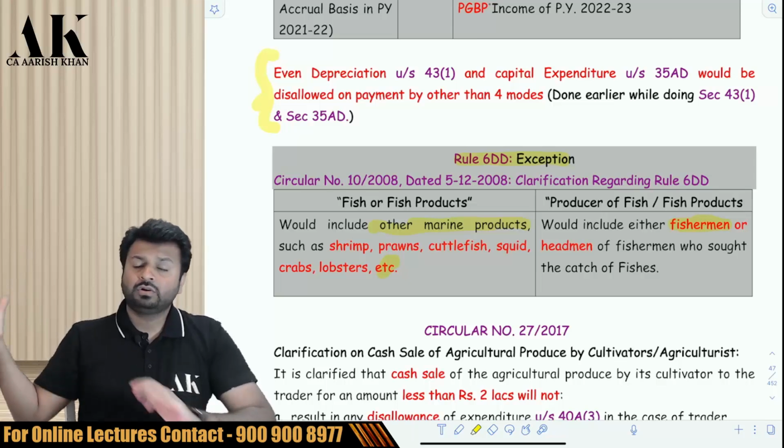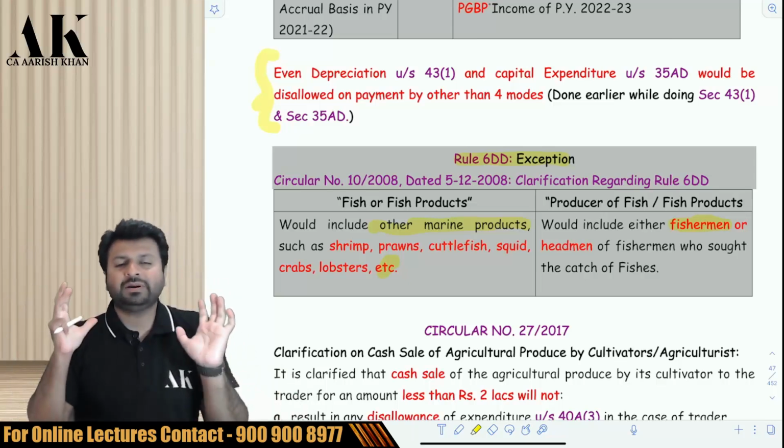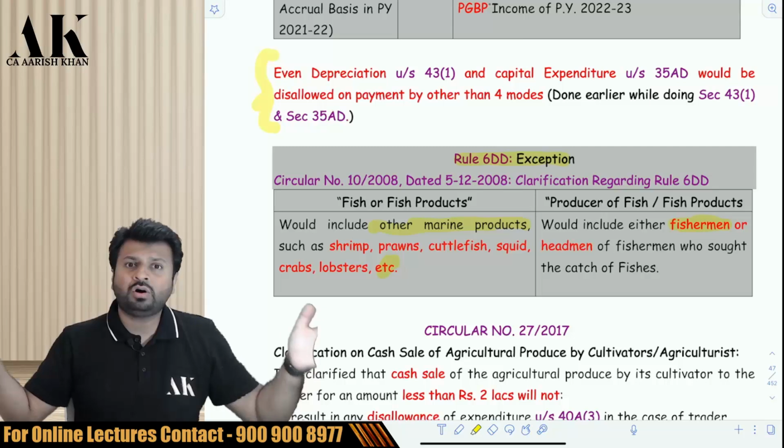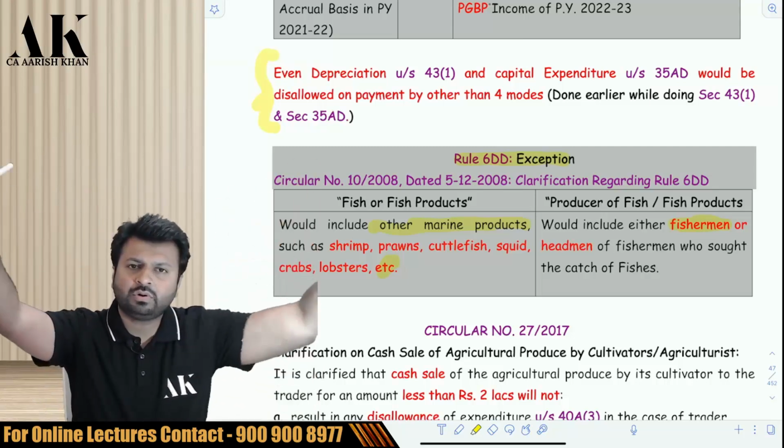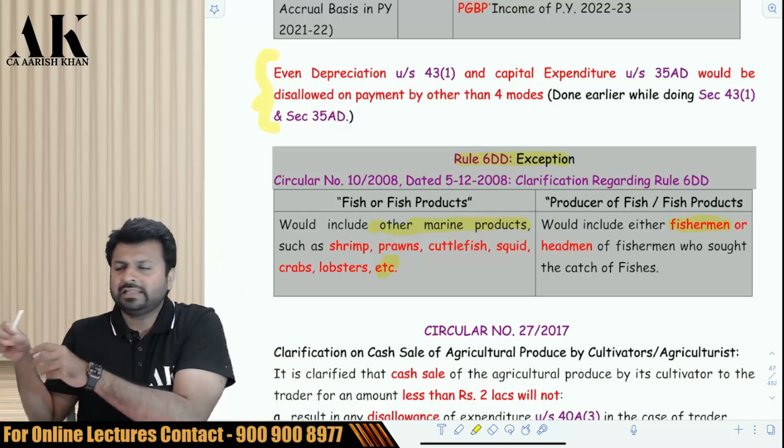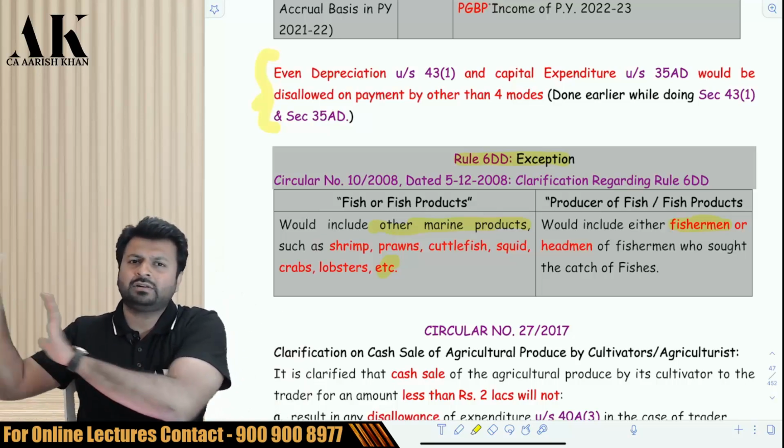There is a headman who sorts all the catch of fish. There is one person called the headman, who takes all the fishermen and lets them go inside the sea and catch the fish. All the fishermen go in the sea, catch the fish, and give it to the headman. And then the headman goes to the industry, to the market, and sells to the people.